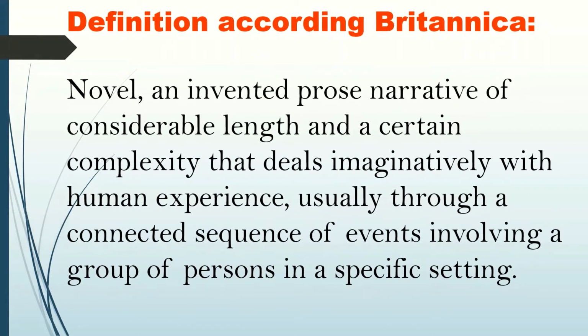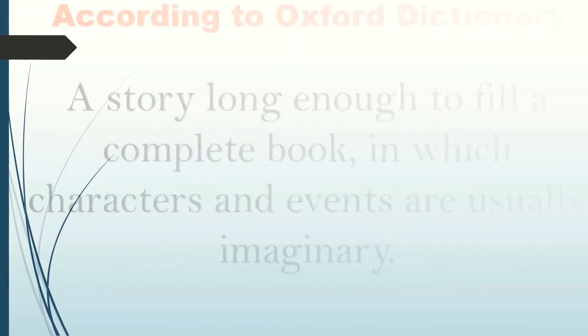Viewers, the definition of novel according to Encyclopedia Britannica: a novel is an invented prose narrative of considerable length and a certain complexity that deals imaginatively with human experience, usually through a connected sequence of events involving a group of persons in a specific setting.